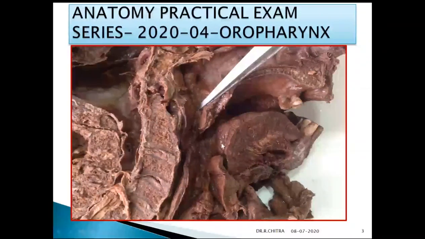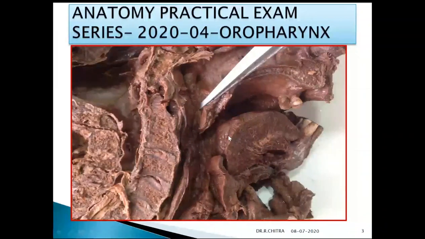So this is the oral cavity, and behind the oral cavity, this part is called the oropharynx. This oropharynx communicates in front with the oral cavity, and it communicates with the nasopharynx through the pharyngeal isthmus. The communication between the oropharynx and the oral cavity is called the oropharyngeal isthmus. So here, this is the oropharyngeal isthmus.